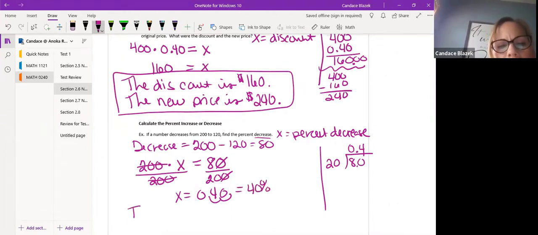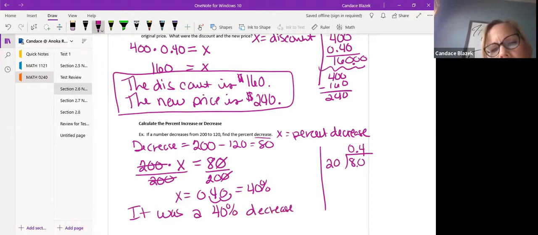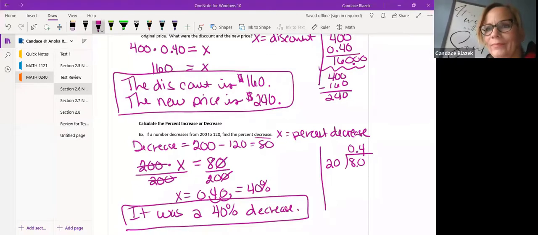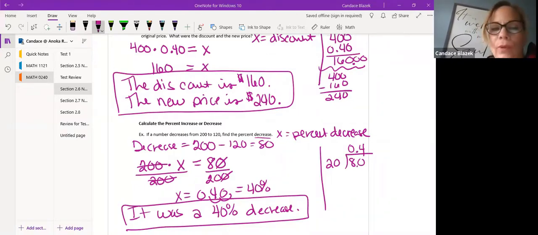So it was a 40% decrease. Okay, so we had to find out how much it decreased first before we could put it into the equation. Any questions? Okay, then we're going to continue.